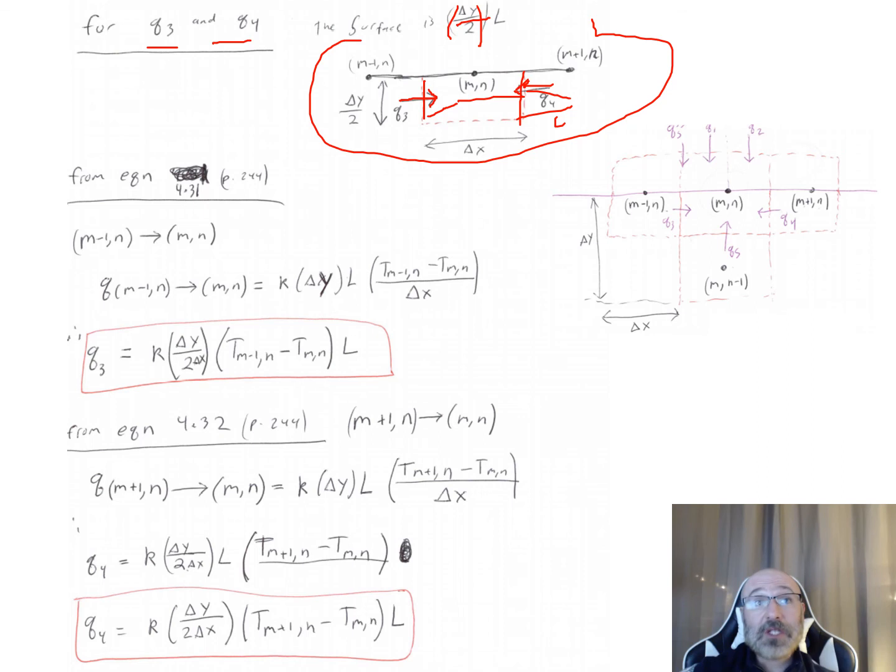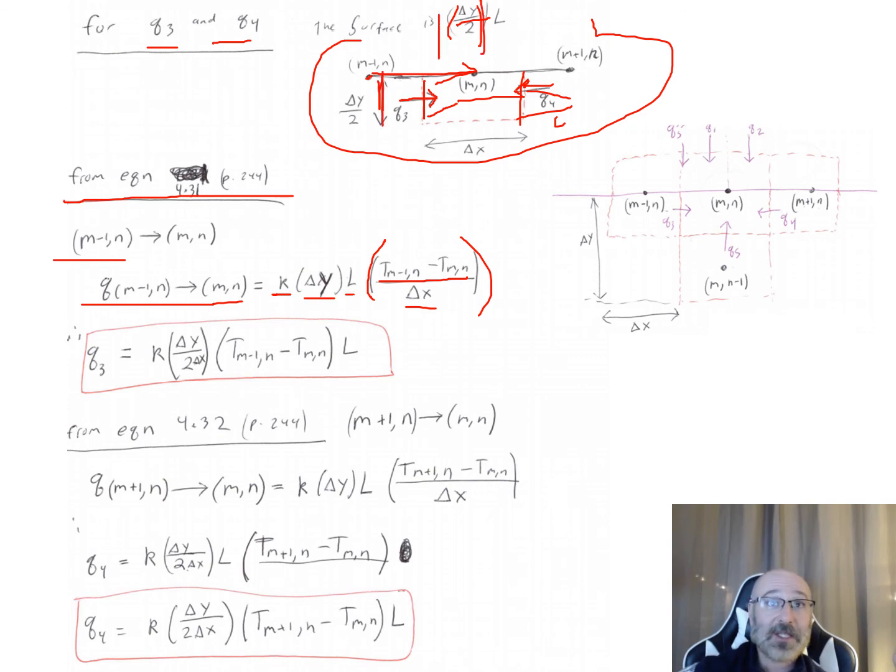So what is our governing equation going to be? Well, we can look at equation 4.31 on page 244 of our textbook, and we can say now, if we're looking for our node m minus 1,n going to our center node m,n, we have this expression that Q from m minus 1,n to m,n is equal to our thermal conductivity times our delta y distance times L times our temperature difference from that outside node to our inside node, all divided by our delta x term. So let's plug in for our specific problem, where this is going to be a delta y over 2, because that's the distance we're dealing with.